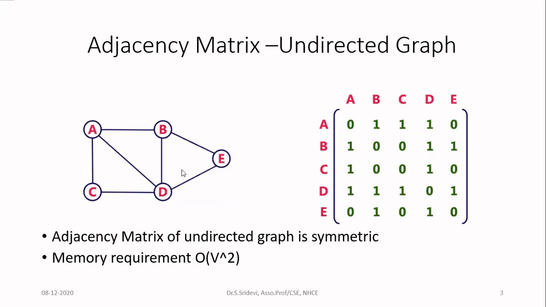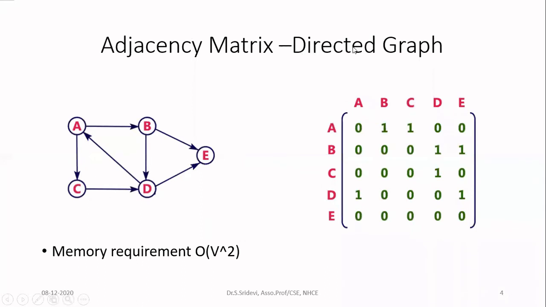Now let us focus on the adjacency matrix representation of a directed graph. In a directed graph, all the edges will have direction. So we will say that these edges are unidirectional. Unidirectional means if you consider the first edge from A to B, by using this edge you can send some message or communicate from A to B. You cannot use this edge to communicate from B to A. That is the meaning of the direction.